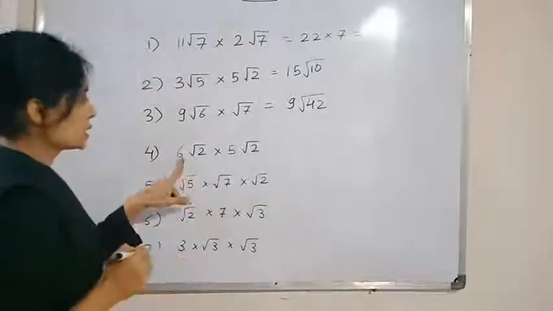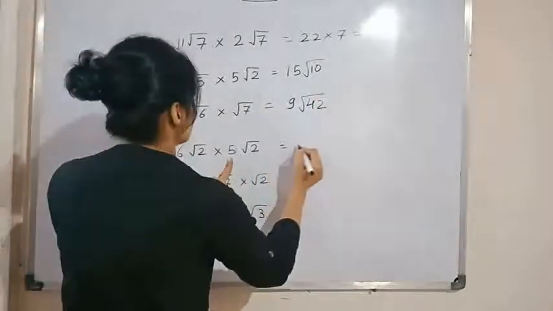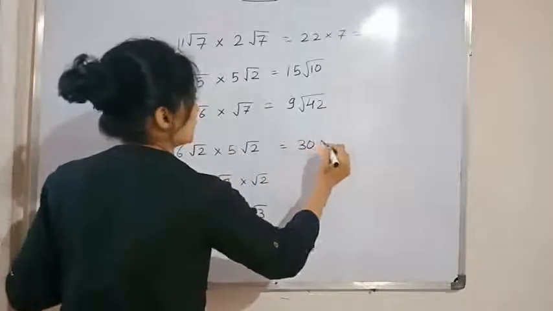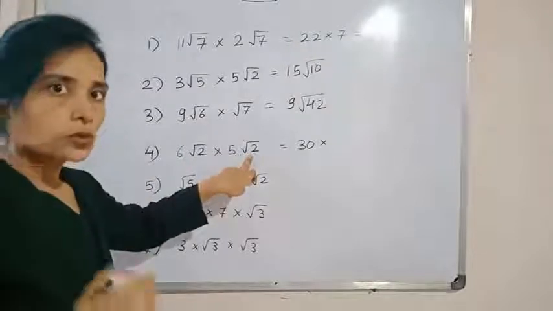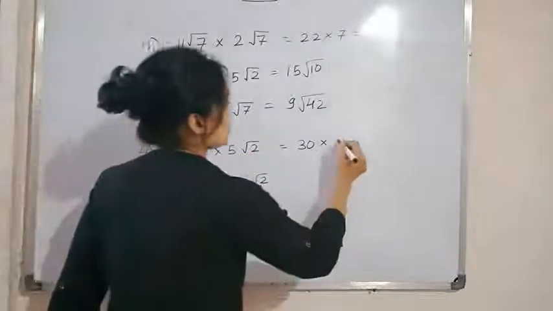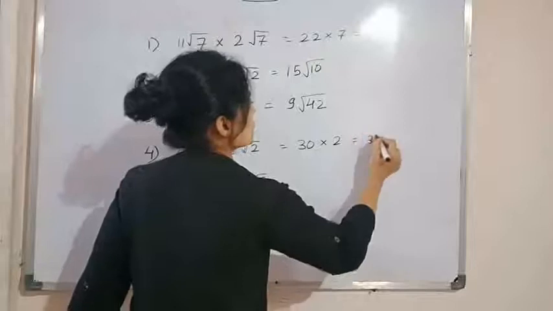Come here. 6 and 5 first of all. 6 5s are 30 into. Now this is root 2 and this is root 2, so the root will be removed. So 30 into 2 will be 60.